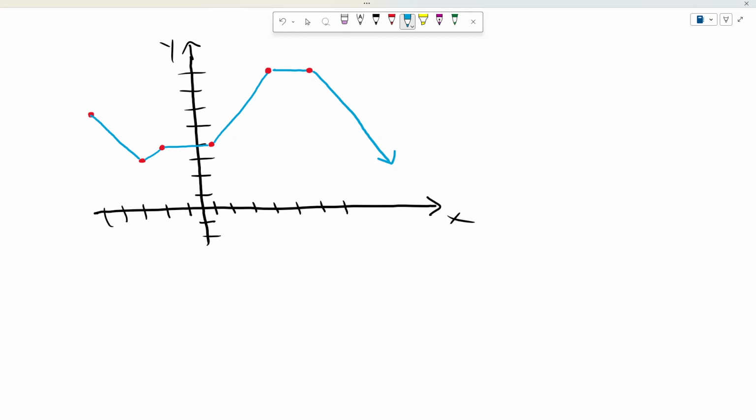All right, so let's take a look at this one here. We want to determine where it is decreasing, where the function is increasing, and anywhere it is constant. All right, so we'll start with decreasing.